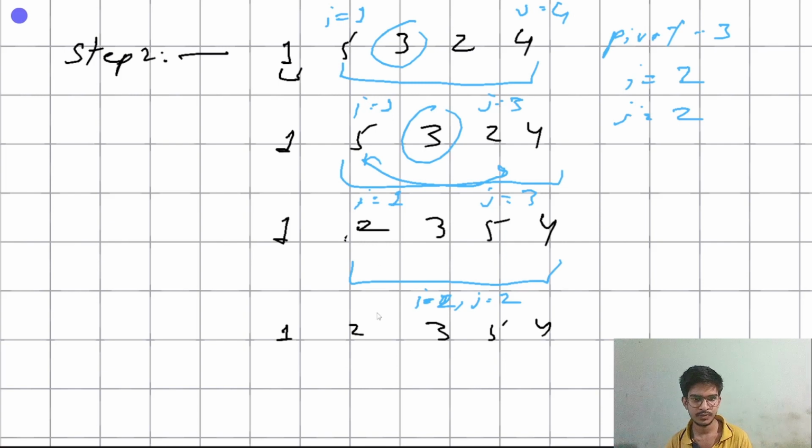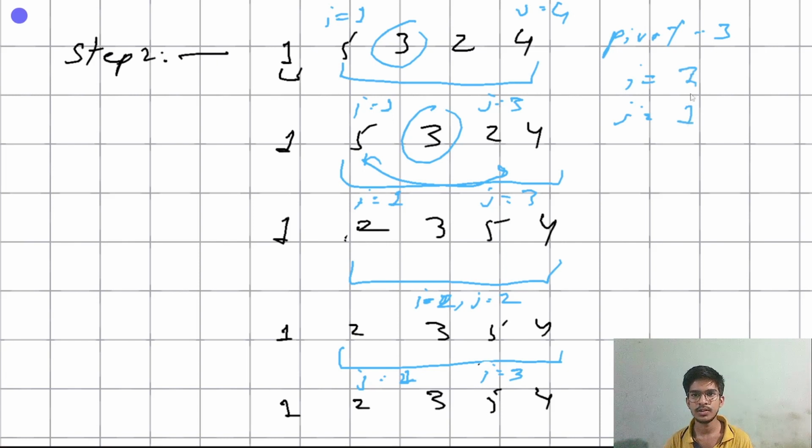So this is our case: 1, 2, 3, 5 and 4. i will be incremented, so i will be 3, and j will be 2, and then j will be 1. So here in this case i will be 3 and j will be 1.